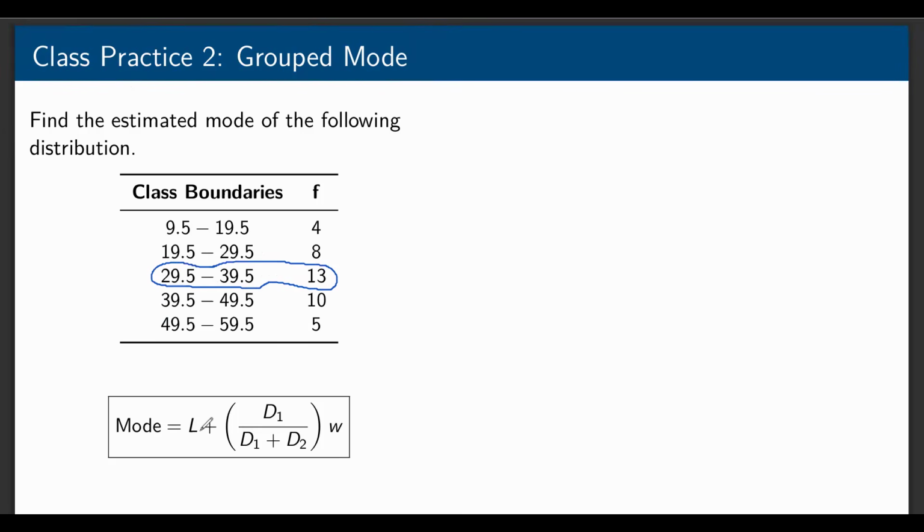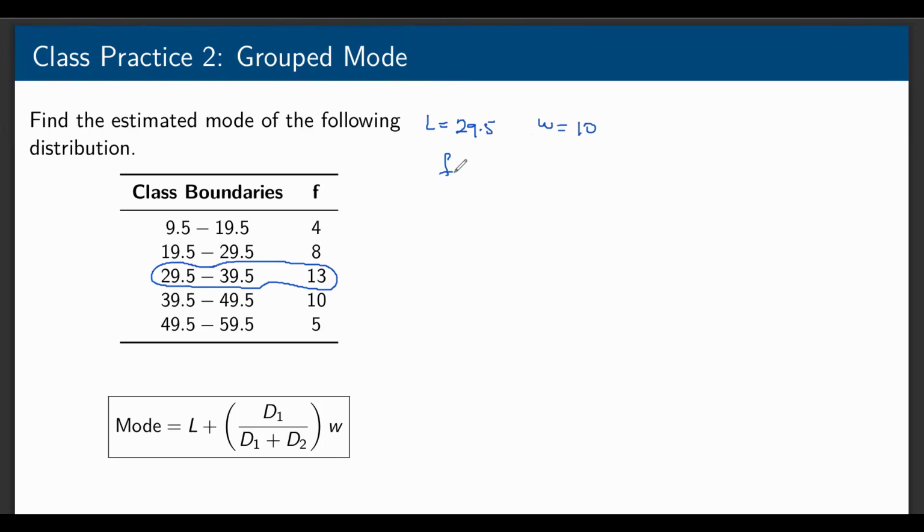So then I can know what L is. L is the lower class boundary of the modal class, which is 29.5. W is the class width. So using the modal class or any other class, 39.5 minus 29.5 is 10. So the class width is 10.